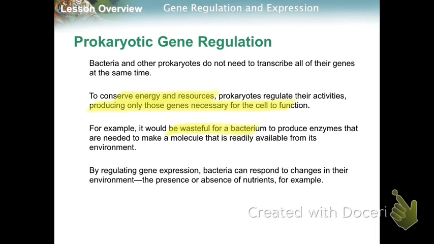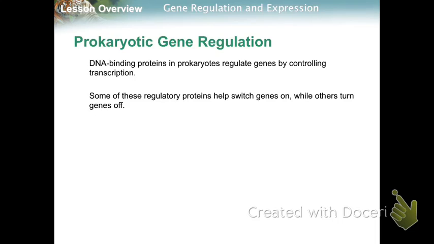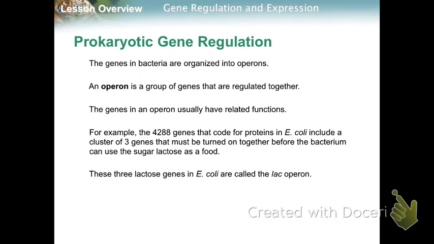It would be wasteful, for example, for a bacterium to produce enzymes that are needed to make a molecule that's already available. By regulating gene expression, bacteria can respond to changes in their environment, like the presence or absence of nutrients. There are proteins that bind DNA and regulate genes by controlling transcription. Some of them help switch genes on, others switch genes off.